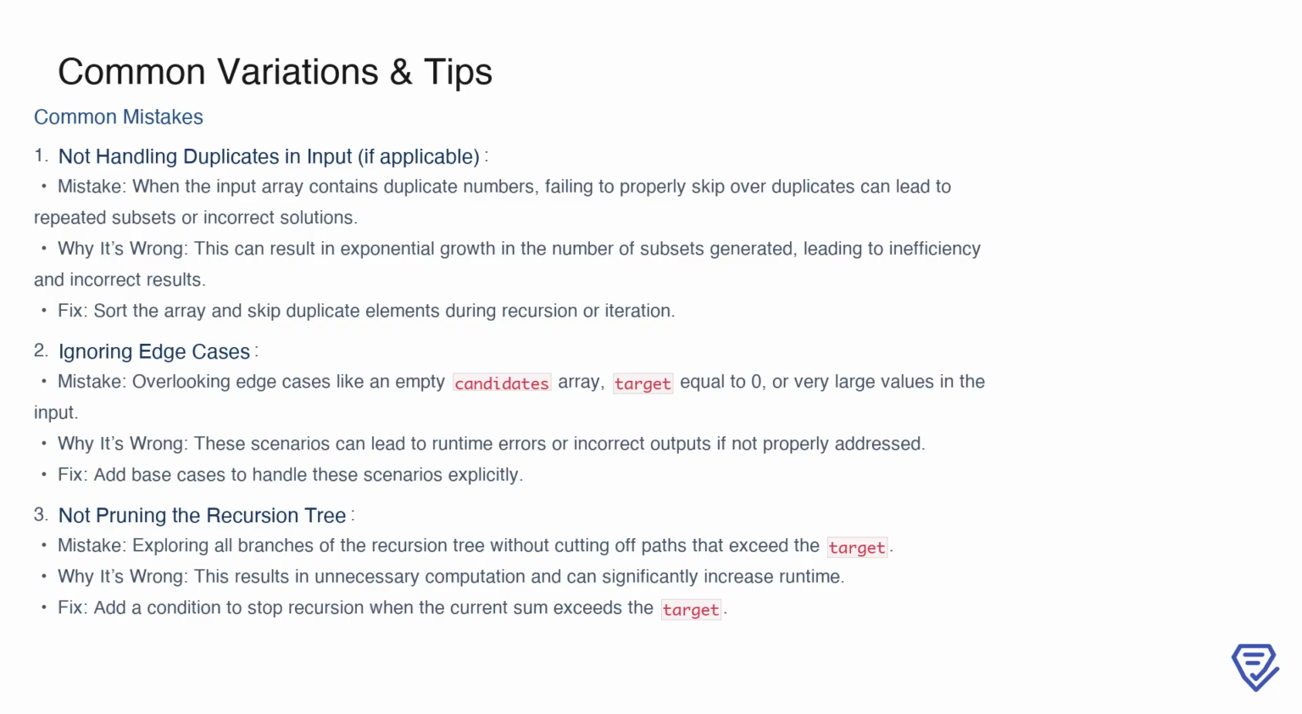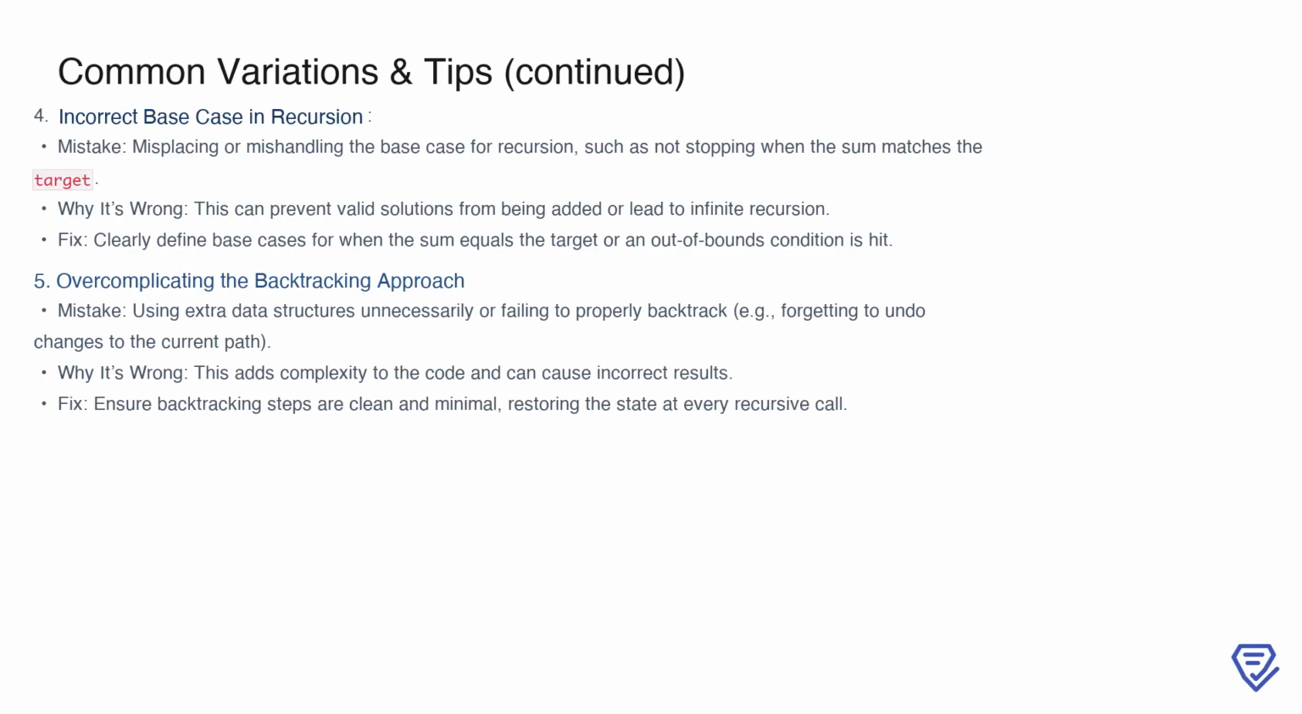These steps help ensure your solution is both correct and efficient. Another common issue arises from incorrect base cases in recursion. If the base case is misplaced or mishandled, such as not stopping when the sum matches the target, it could prevent valid solutions from being added or even lead to infinite recursion. To avoid this, clearly define your base cases, ensuring the recursion stops when the sum equals the target or when an out-of-bounds condition is reached.